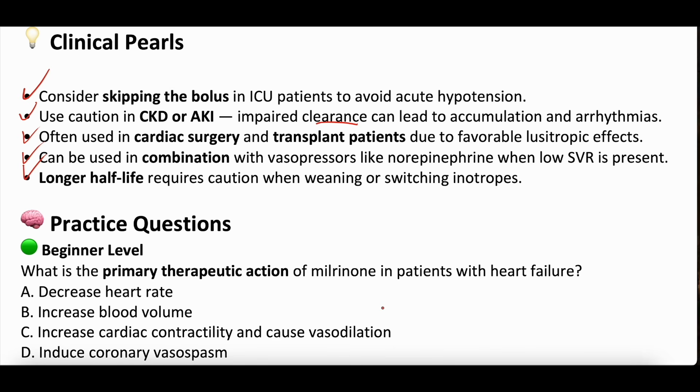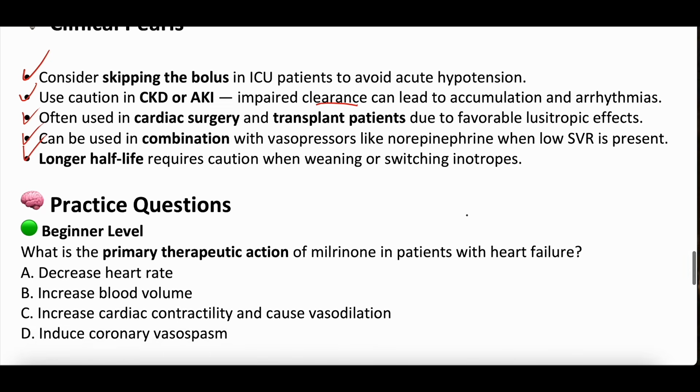So beginner level. What is the primary therapeutic action of Milrinone in patients with heart failure? A, Milrinone decreases the heart rate. B, Milrinone increases blood volume. C, Milrinone increases cardiac contractility and causes vasodilation. Or D, Milrinone induces coronary vasospasm. All right, pause if you want.